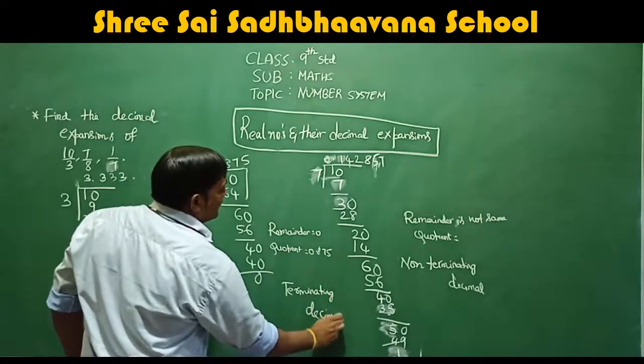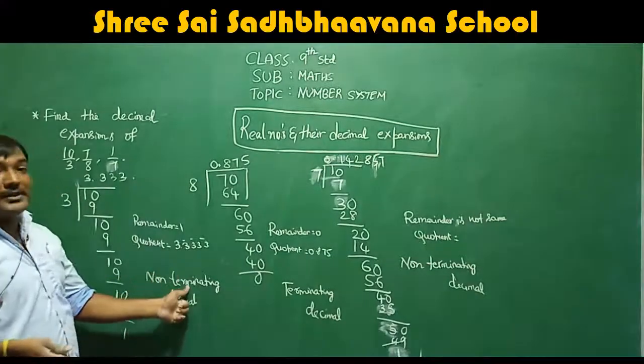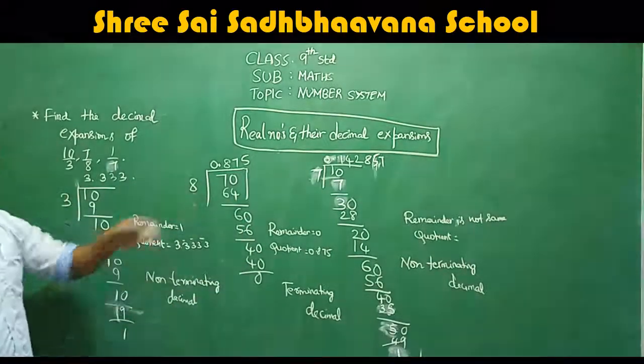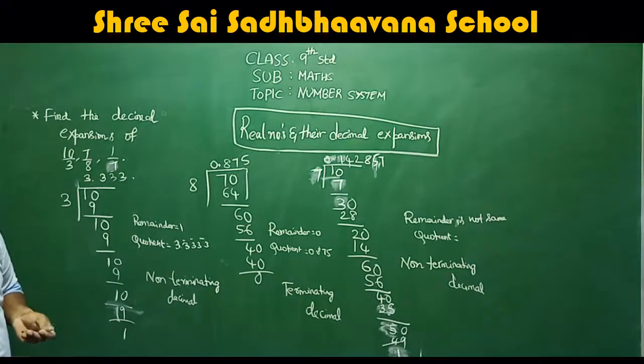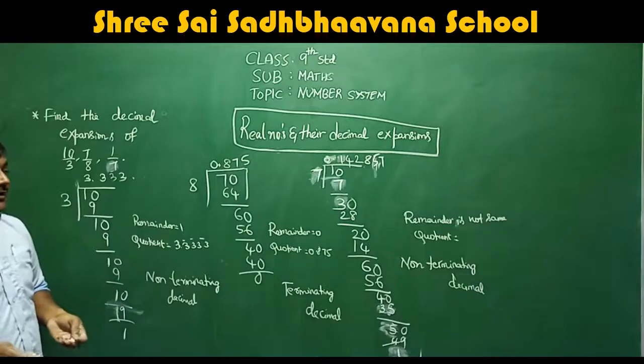Okay. What is the difference in these three different expansions? In this case, it is a non-terminating decimal. There also it is a non-terminating decimal. But in the middle one, if you see, it is a terminating decimal because the division stopped in this case. Okay. This is a terminating decimal.